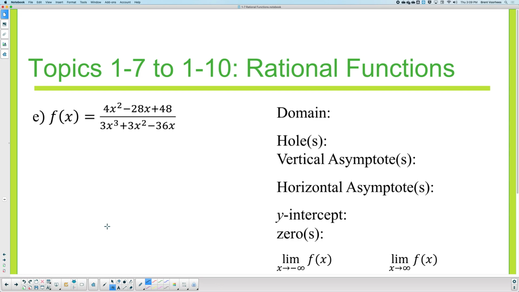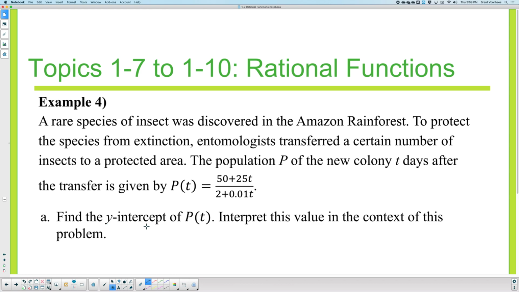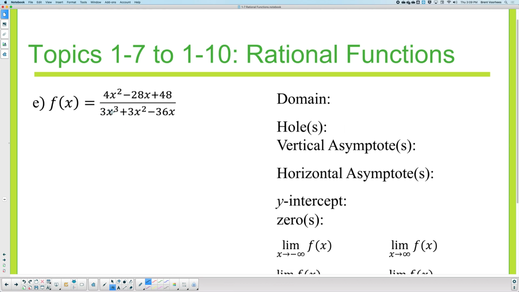Now we've seen a lot. I'm going to show you just one more, and then it'll be time for your practice. Or no, we'll have a real world problem. So, look at this one. It looks like a ton of stuff's going on. But I see that there's a GCF. So, when I look across the denominator, I see they all could be divided by 3x. So that's the first thing I'm going to do, divide by 3x.